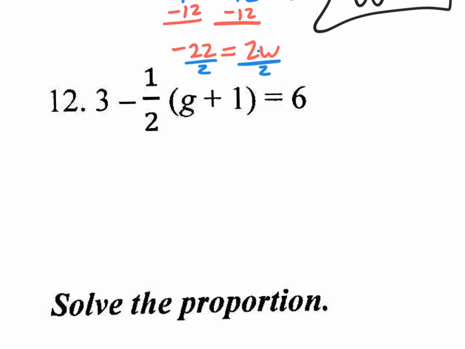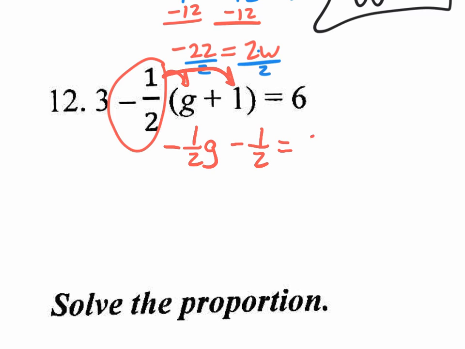Let's move on to number 12. So we could get rid of the fraction right from the start. We could actually distribute the fraction. It's just rewriting it. And then we could get rid of the fraction afterwards. It's totally up to you guys. I'm going to distribute the negative half. So negative half times g, that's just negative 1/2 g. Distribute negative half times 1, that's negative half.